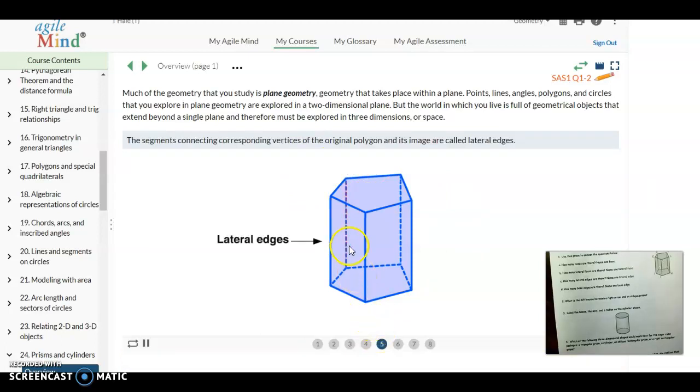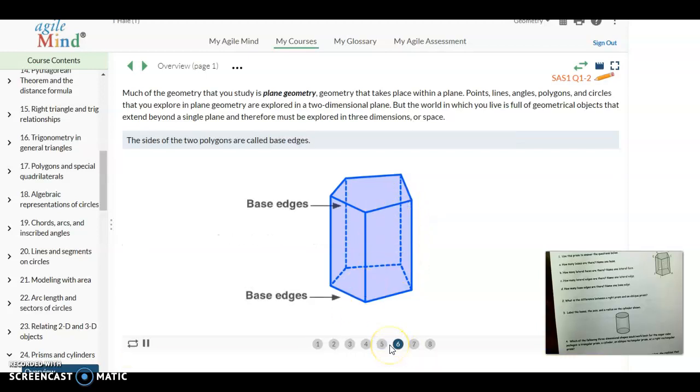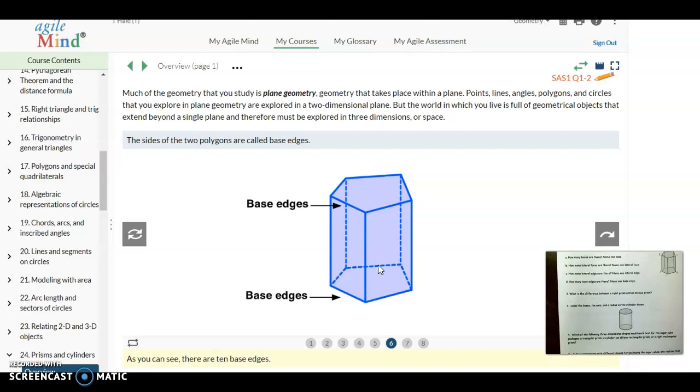Now, when 2 faces come together, if it's 2 lateral faces coming together, they form what are called lateral edges. So these segments where those lateral faces come together are called lateral edges. So we have 5 of those along the sides of this figure. We also have what are called base edges, and that's where our base meets a lateral face. Those are, again, segments. We have 5 along the top and 5 along the bottom, so we have a total of 10 base edges. So altogether, we have 15 edges, 10 that are base edges and 5 that are lateral edges.